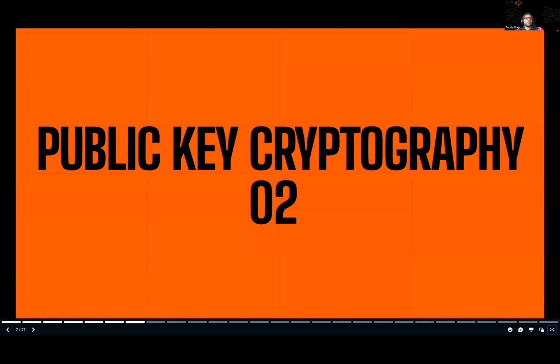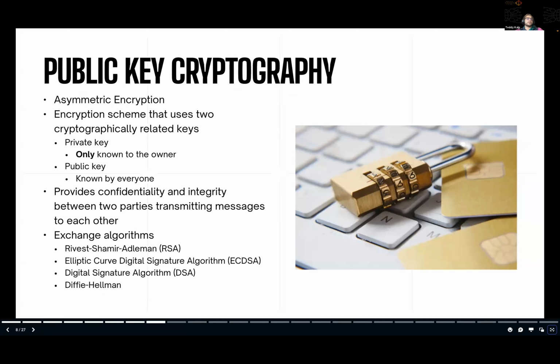I wanted to dive a little further into the inner workings of blockchain than what we talked about yesterday. The first key concept of blockchain is public key cryptography. It's also known as asymmetric encryption or asymmetric cryptography. There's also symmetric cryptography, and I'll talk a little bit about the difference between the two.